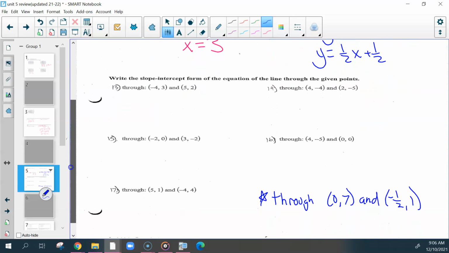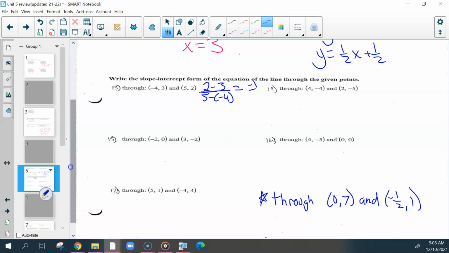Now we are given 2 points. What is the first thing we need to do? Find the slope. So this would be 2 minus 3 over 5 minus a negative 4. What would our slope be? Negative 1/9. Negative 1/9.